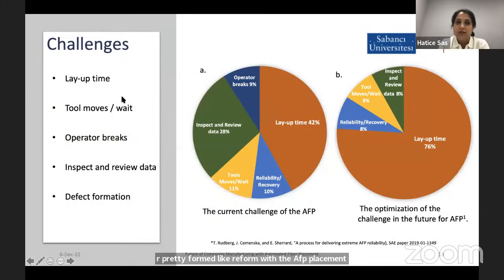But those are the challenges. The most current challenge with the AFP, which needs more attention, is the layup time, and also tool preparation, operator breaks, inspection and evaluating the data, and inevitable defect formations are the other challenges. And looking at the future, you can solve the layup time by an optimization problem. So the most important challenge in the future can be solved by smart manufacturing, smart layup procedures.